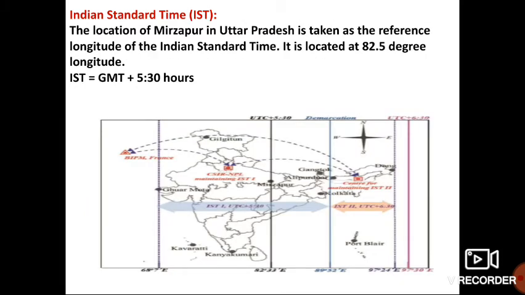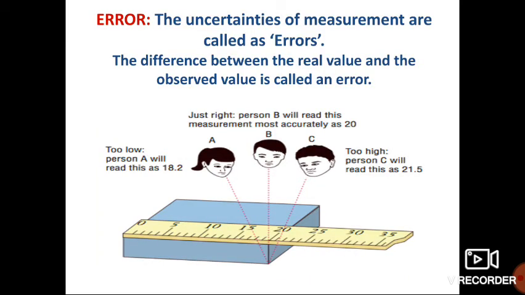Next, Indian Standard Time, IST. The location of Mirzapur in Uttar Pradesh is taken as the reference longitude of Indian Standard Time. It is located at 82.5 degrees longitude. IST is GMT plus 5.5 hours.